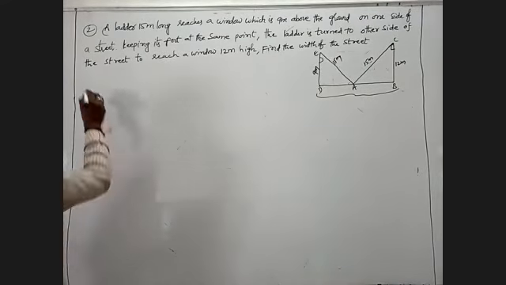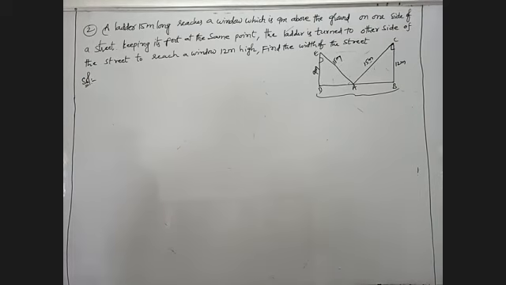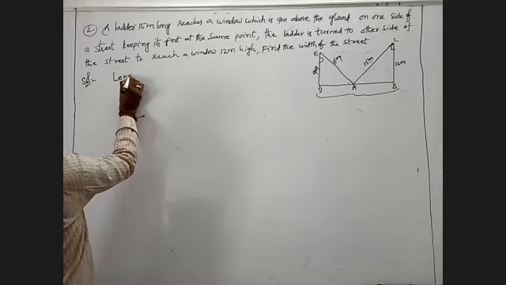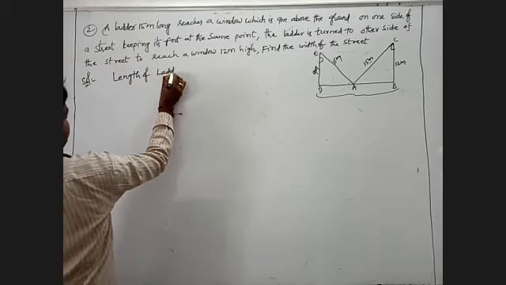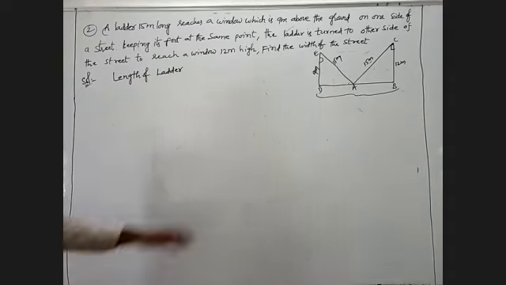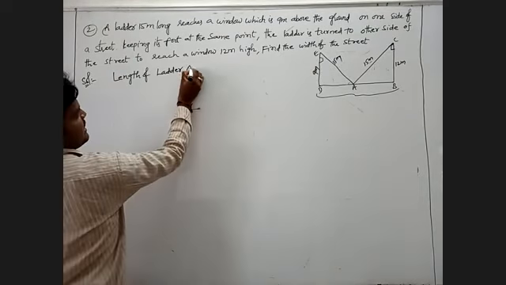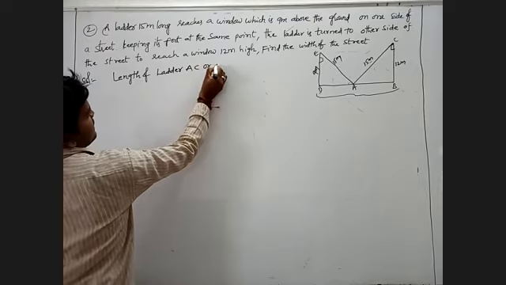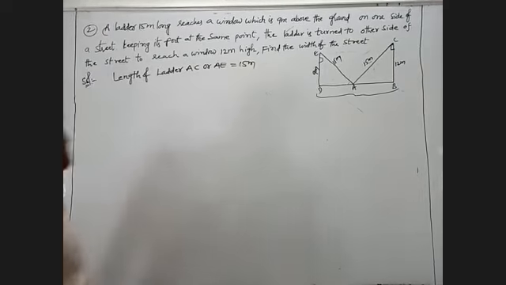First I will take the length of ladder. Length of ladder AC and also AE both are equal. AC or AE is equal to 15 meters is given.